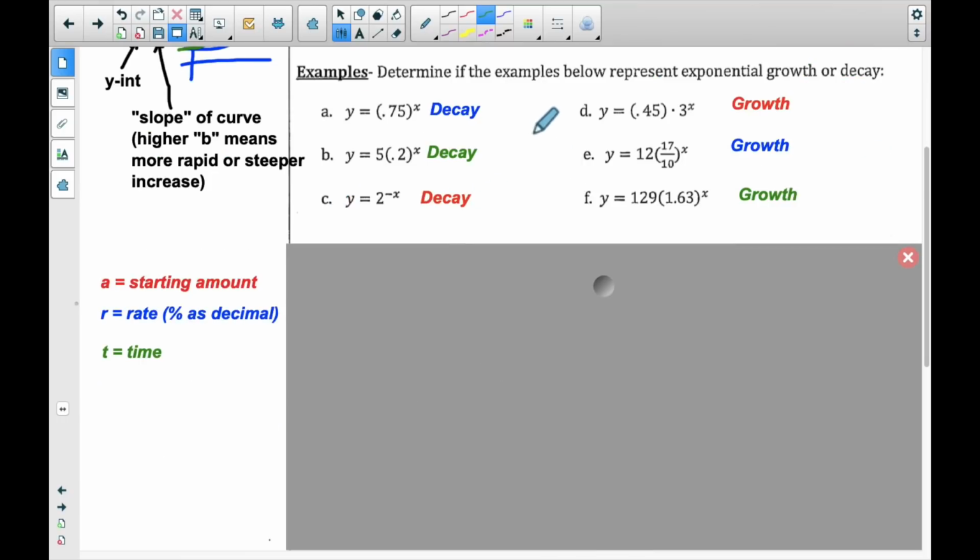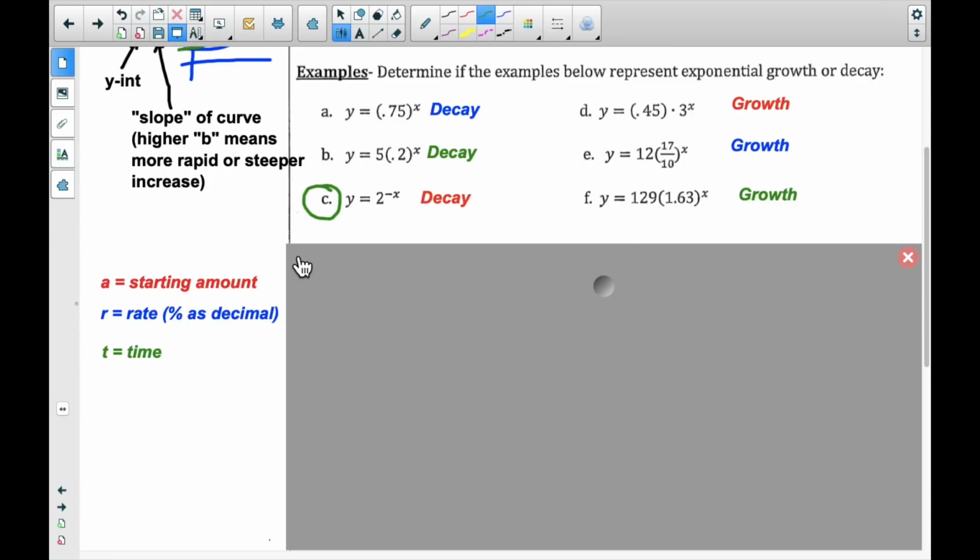All right, so as you went through here, A, B, and C were all decay because the number that is getting taken to a power is less than 1. Now, the one you might have a question about is example C, and so we'll talk about that here in just a second. And then over on D, E, and F, these are all growth. 3, that's bigger than 1. 17/10, that's bigger than 1. And 1.63 is bigger than 1. So anything bigger than 1 being taken to a power is growth.